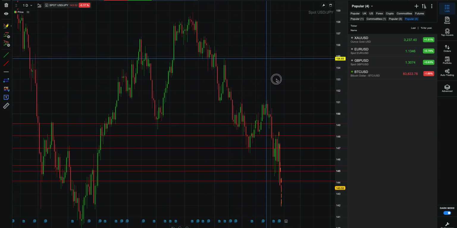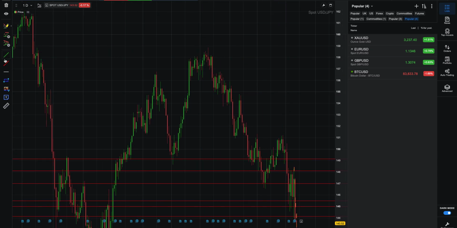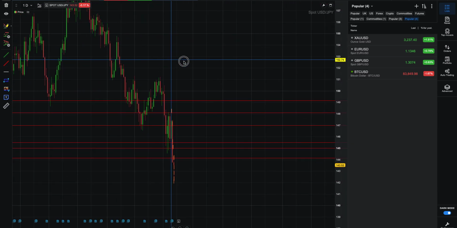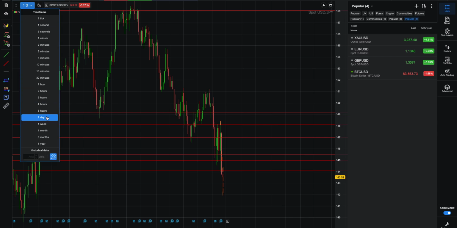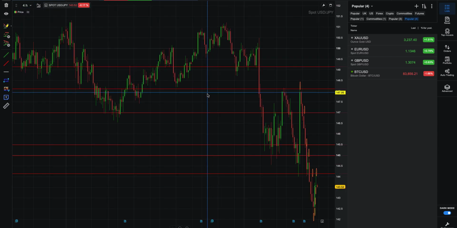So after marking the key levels, okay, let's mark another key level here. Then that'll be all with the marking of the key levels. I'm done with my marking of the key levels. The next thing is to go down to the 4 hours time frame.